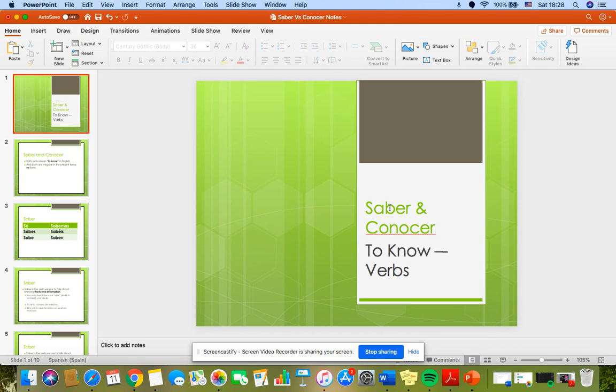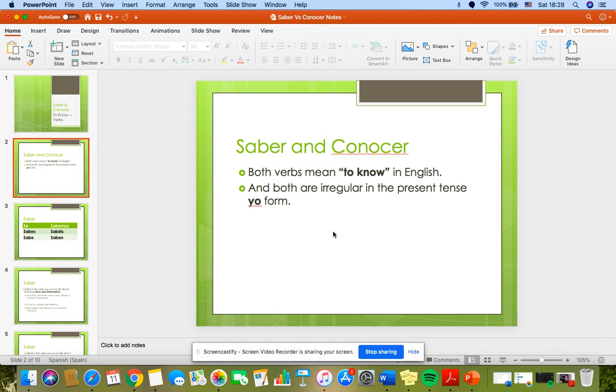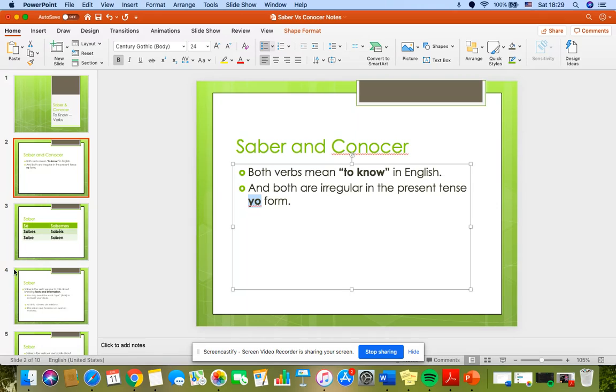So we've got saber and conocer, both mean to know in English. If you think back to ser and estar, they both mean to be, but remember they've got different uses, different reasons, and different scenarios in which we use them. That's the same concept we have here. They both mean to know, but they both have different uses. And they are both irregular in the present tense yo form, which we'll go through here in a second.